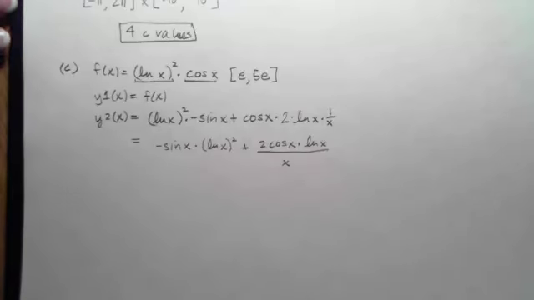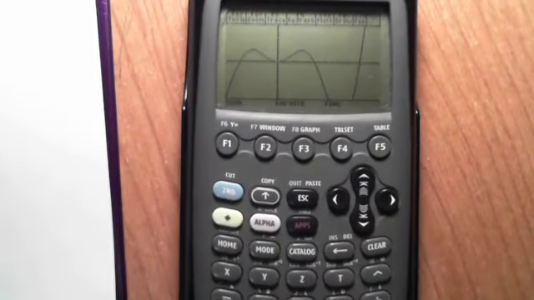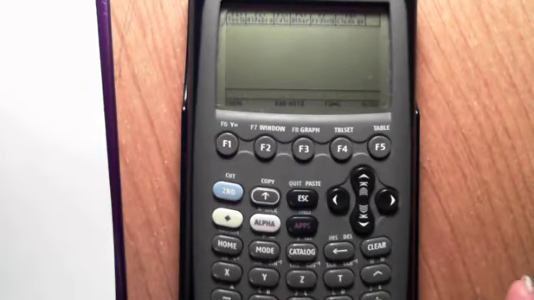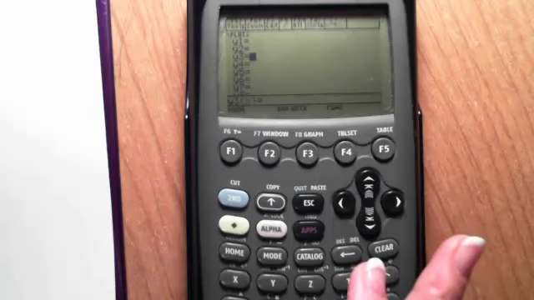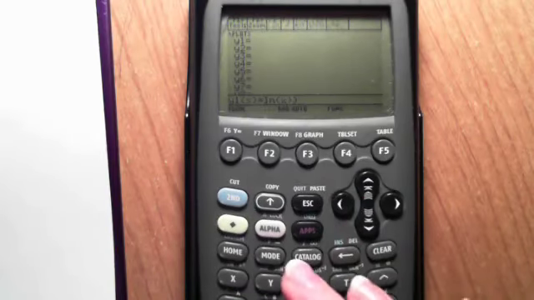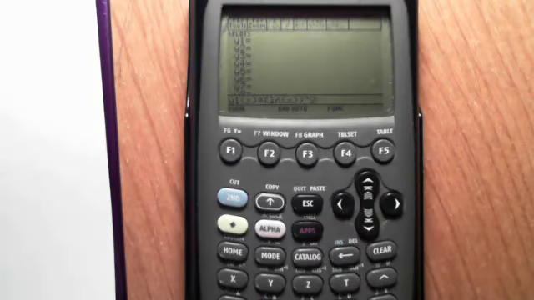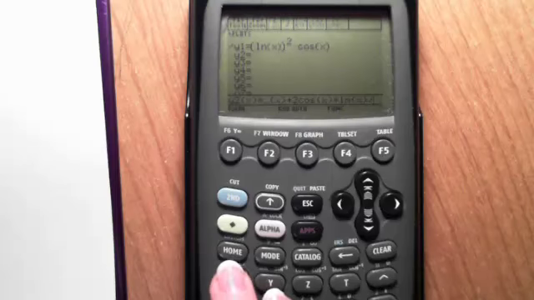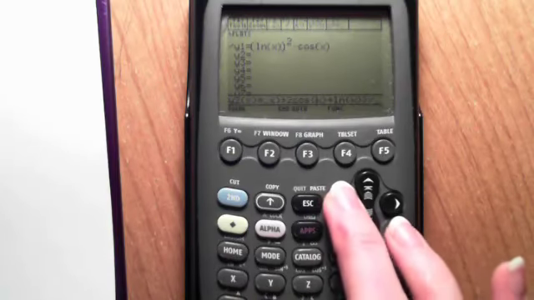So, moving to the calculator now, we will clear out what's in there. And in y1, we'll put our original function, which is the natural log of x, quantity squared, times the cosine of x. Then in y2, we're going to put that same ln of x squared times negative sine of x plus 2 times the cosine of x times the log of x divided by x. And we'll put parentheses around the top. I don't know that it'll make a difference.